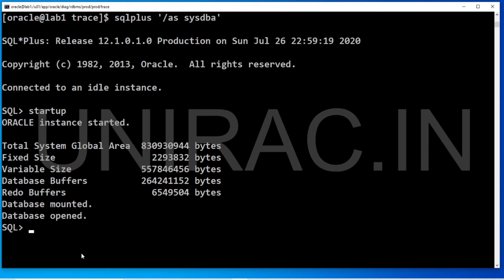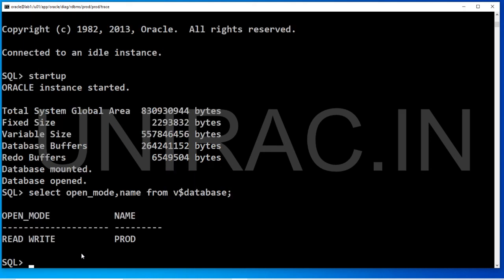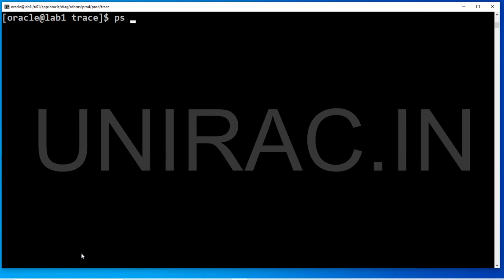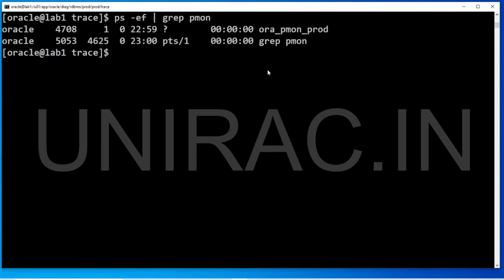Now the instance is up. You can verify. From the V$DATABASE view, we can verify the instance is up and running in read write mode. We can also verify from the Unix level with ps -ef | grep pmon or smon. We can see our prod instance is up and running. So this is how to resolve the error. It's not an error, it's a message: connected to idle instance.